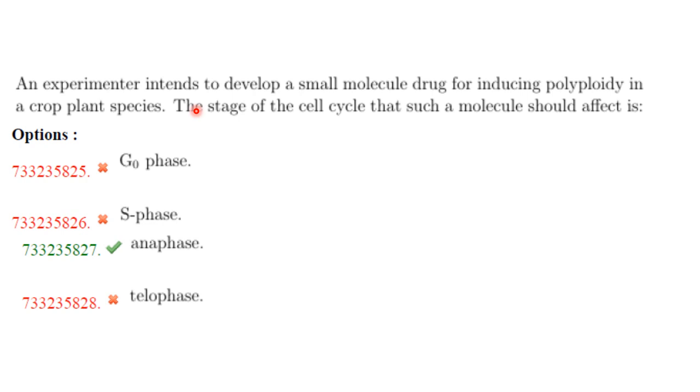So here they have asked the question, the stage of the cell cycle that such a molecule should affect is... That is, the molecule inducing polyploidy will affect the anaphase stage. So the answer here is option 3.